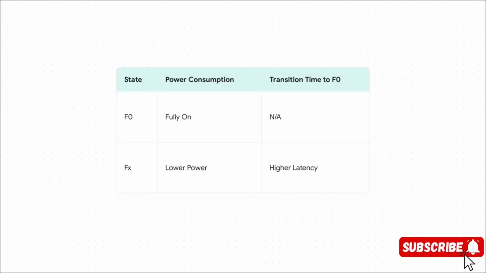This whole system works using these F states. F0 is easy. That's fully on, full power, ready to go instantly. As you move to other states, like F1 or F2, that little component uses less and less power. So what's the catch? Well, it's a trade-off. The deeper the sleep state, the more latency there is. It just takes a tiny fraction of a second longer to wake back up to that fully on F0 state.